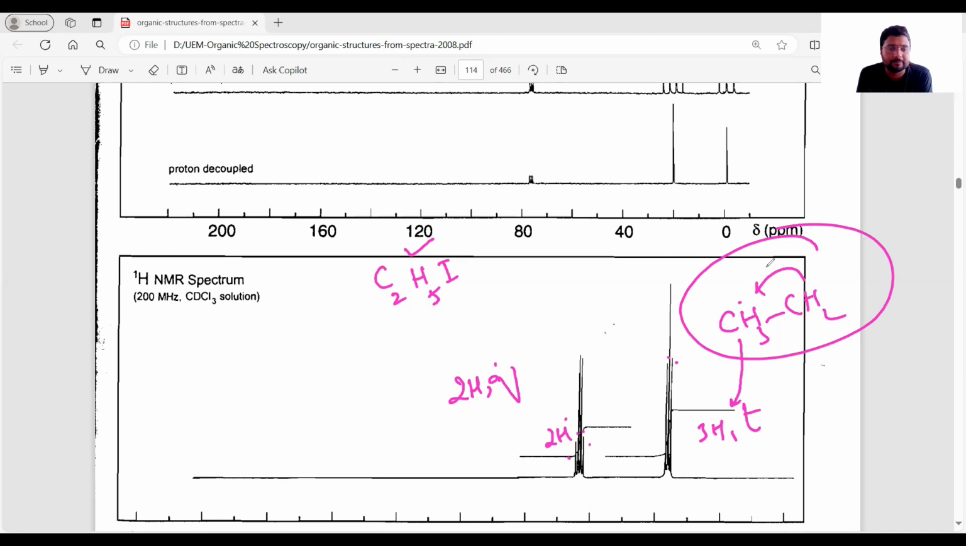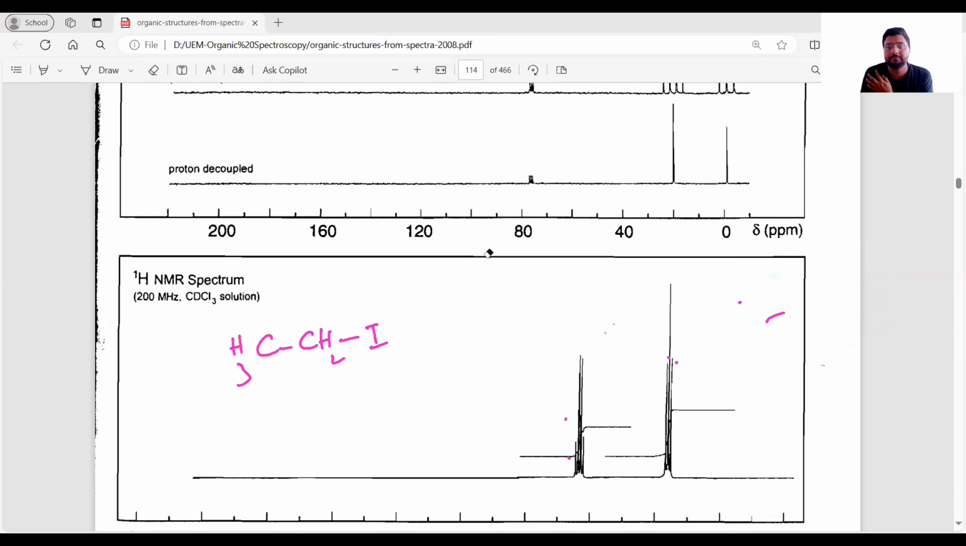This is a beautiful hint. Whenever you see a 3 proton triplet and a 2 proton quartet, there is a 100% possibility of an ethyl group. It means this unknown compound contains an ethyl group simply. So CH3, CH2, the molecular formula is satisfied. This iodine is left, so put iodine over here. So this is the structure of this unknown compound. Ethyl iodide is the name of this compound.